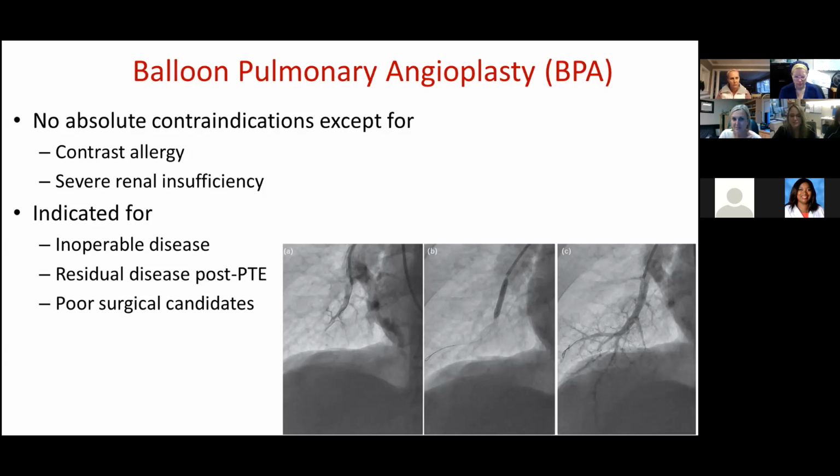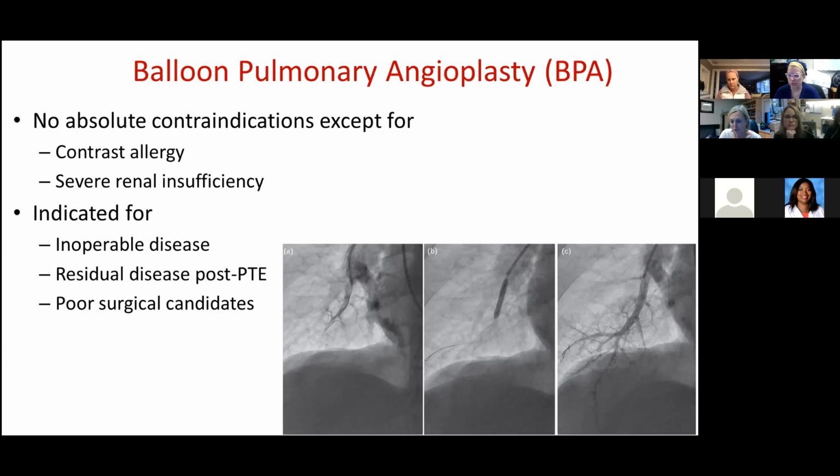Again, as I mentioned, it's indicated for inoperable disease, distal disease. Sometimes patients who had a PTE done, but then have some very distal disease, may benefit from this balloon pulmonary angioplasty. What they do basically is they identify where the defects are. They put in a small flexible wire through the clot. Again, you cannot put a wire through a completely occluded vessel, or a vessel which is tortuous. So you have to choose your patients very well.